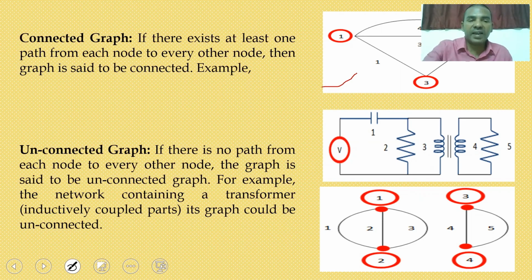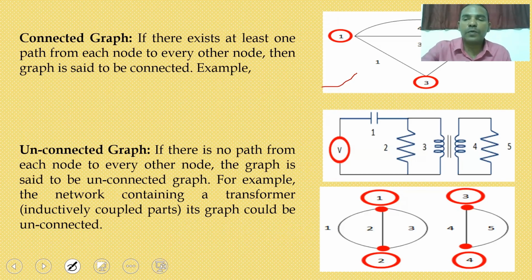Then what is an unconnected graph? To understand the unconnected graph, we have to go for a simple example of a transformer. The transformer windings are not electrically coupled with each other in an electrical form.